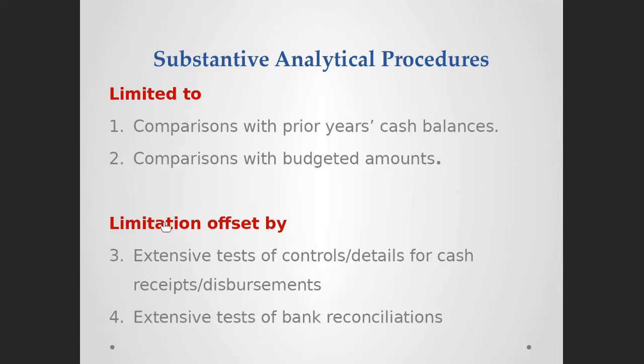So not a whole lot is done in the substantive analytical procedure. This is, of course, offset by doing extensive tests of controls, which we did in the purchasing and the revenue process, and then details of cash receipts and disbursements. So now we are going to do this, the details of cash receipts and disbursements. We are going to do this.